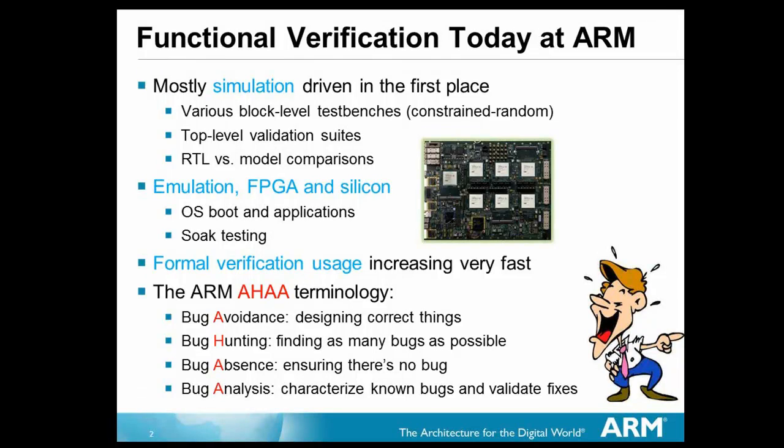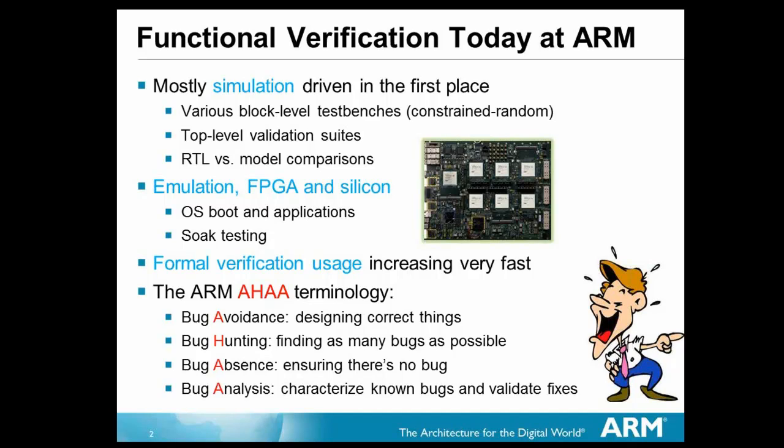We use a lot of emulation, FPGA, and we also do some validation on silicon. That is mostly to boot OS and to run software on that. And also to do what we call sub-testing, which means that we run random tests during a very long time, during weeks and weeks, until perhaps we can find a bug. Formal verification is increasing very fast. I will detail a bit more in the challenges.